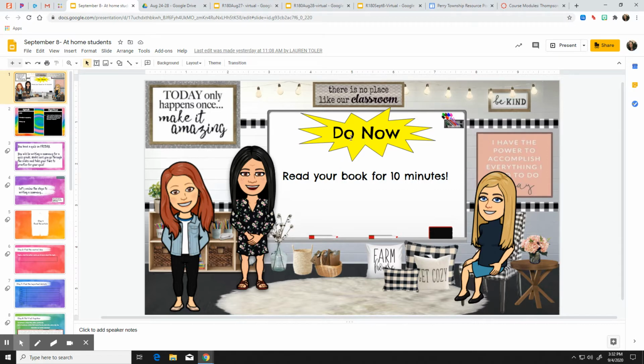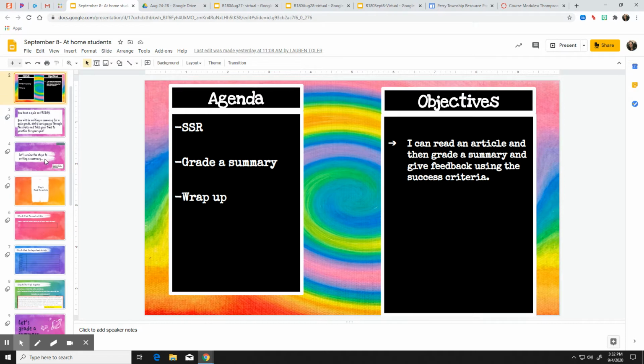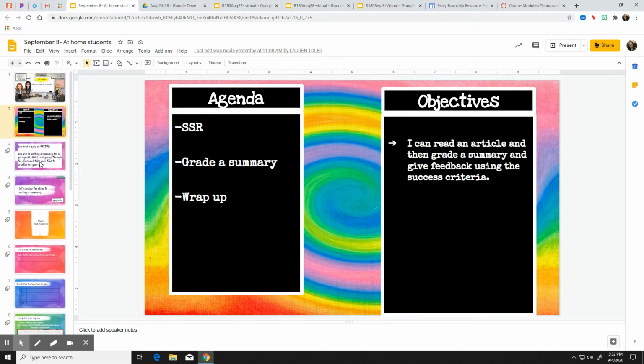First slide, if you want to read, you can. Don't forget to fill out that reading log. Our objective for today is: I can read an article and then grade a summary and give feedback using the success criteria. For the next few days, whether you're in person or at home doing this lesson, you are going to practice writing and looking for what makes a summary good. We're going to go through these slides, look at an example, write our own, and I'll even give you an extra credit opportunity at the end if you go through all these slides. So that is what we're doing today.